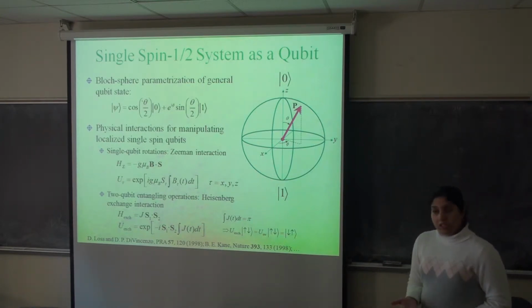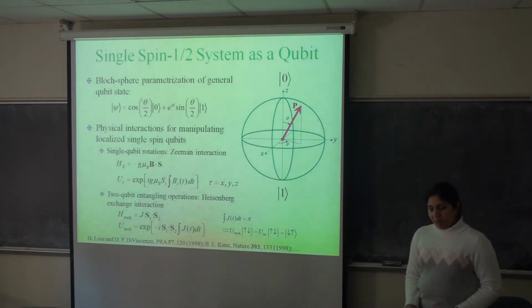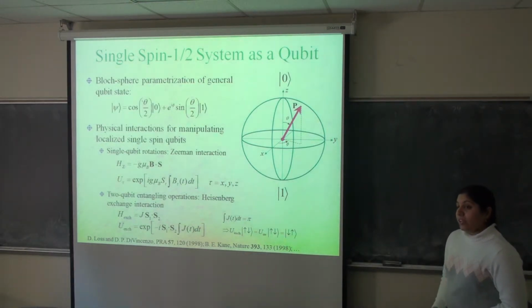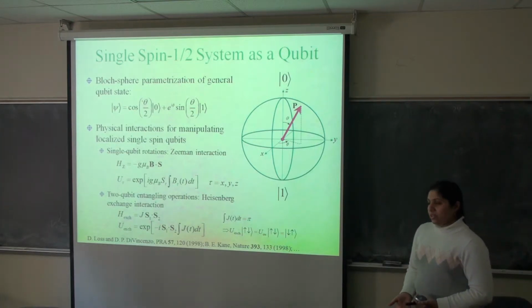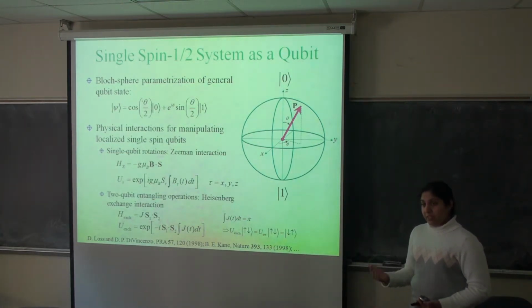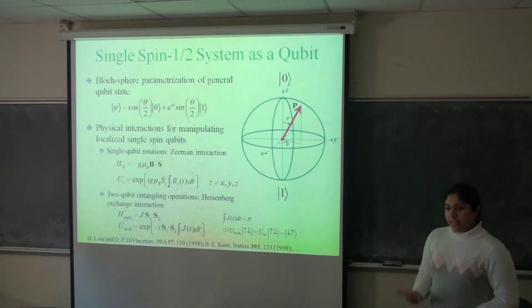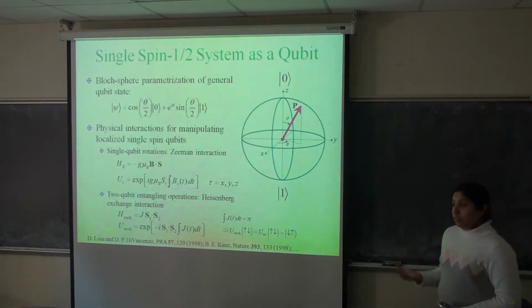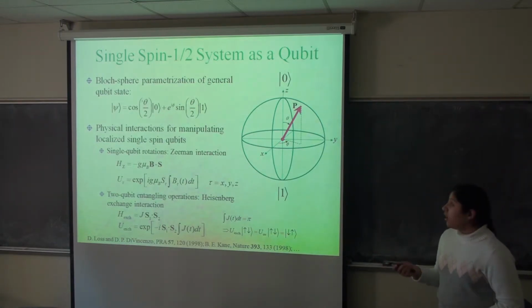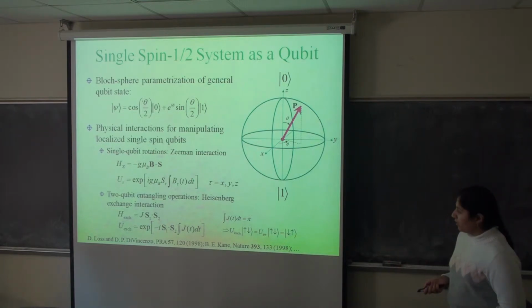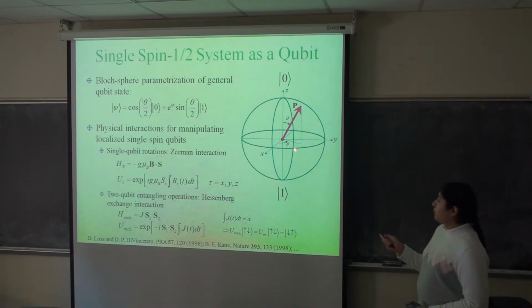So in order for these single spin qubits to be useful, we need to have ways of manipulating them. And in particular, we'd like to find a universal set of quantum gates, meaning that any quantum gate can be constructed from gates in this set. And one way to do this is to have ways of performing arbitrary single qubit gates and a gate that can entangle two qubits. And so for single localized spin qubits, we can perform single qubit rotations using the Zeeman interaction, which is the coupling of spin to an external magnetic field.